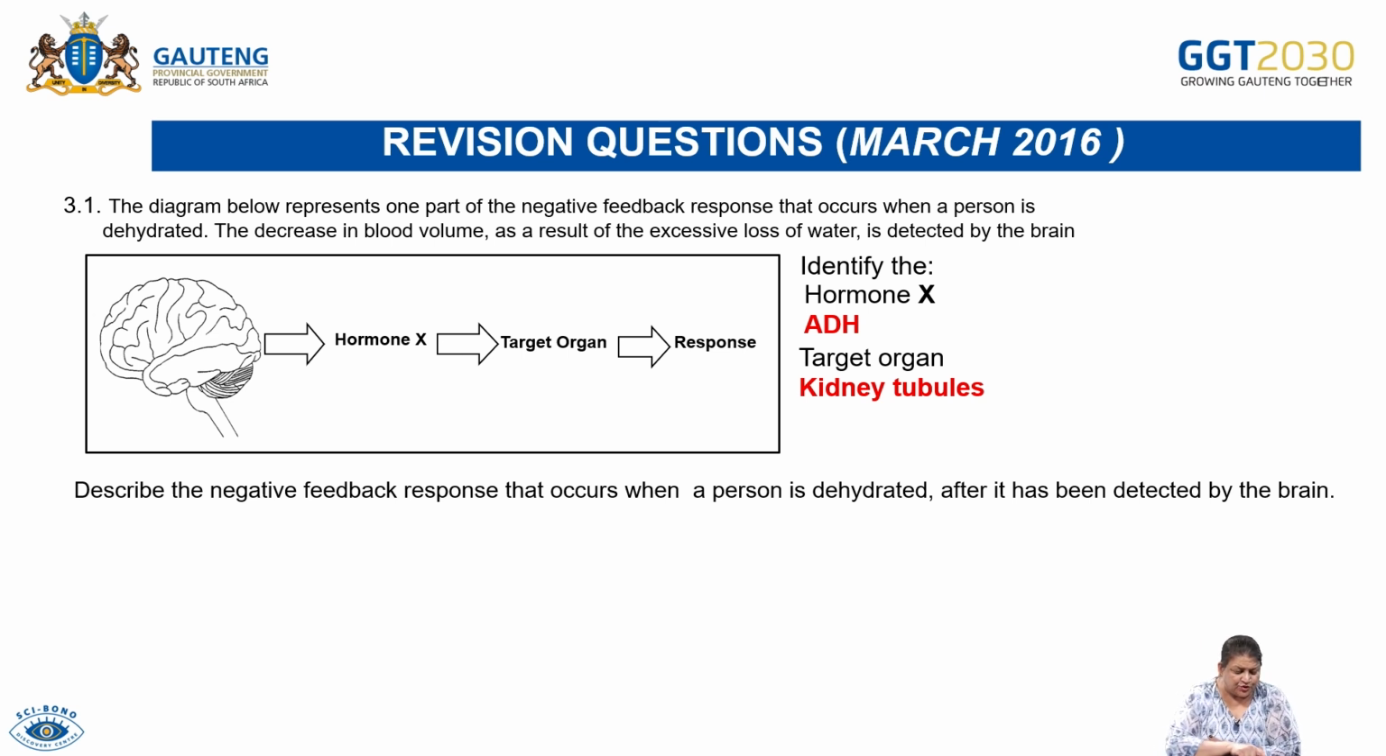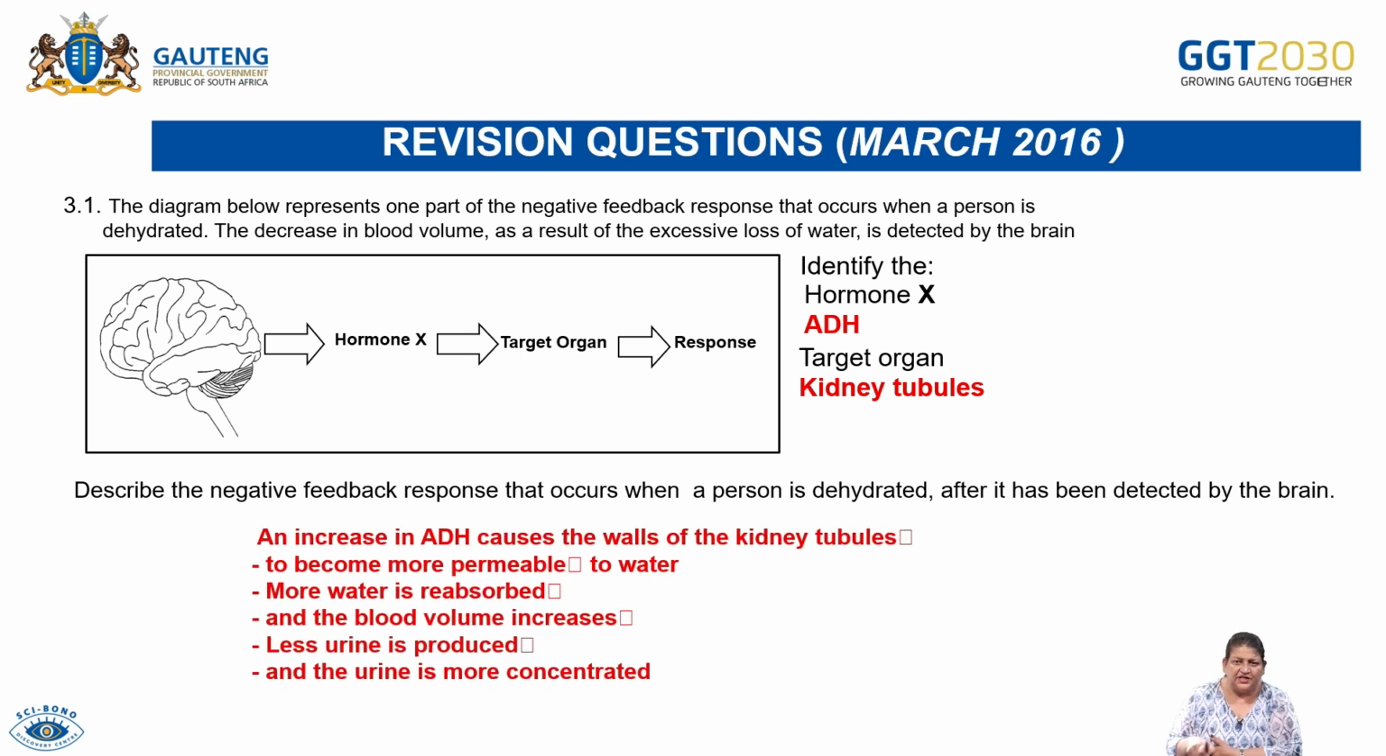So describe the negative feedback response that occurs when a person is dehydrated after it has been detected by the brain. Remember, if you are dehydrated, what's going to happen? Your water level is low in the blood. It is going to cause an increase in ADH, which will cause the walls of the kidney tubules to become permeable. More water will be reabsorbed. The blood volume will increase, more blood pressure. Less urine will be produced. There will be urine, but the volume will be less, and it's going to be concentrated. The urine will be concentrated, okay?